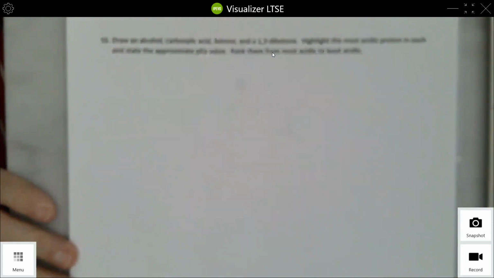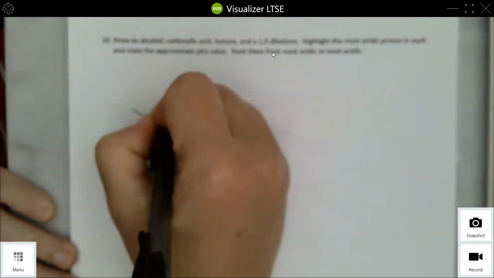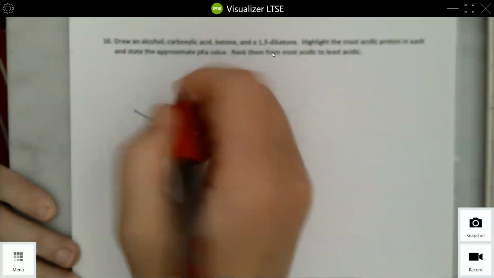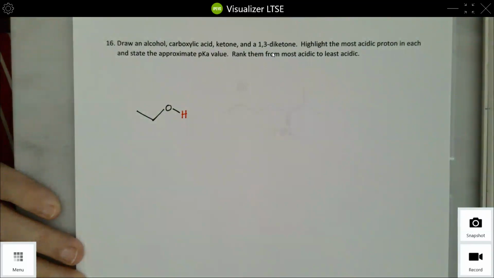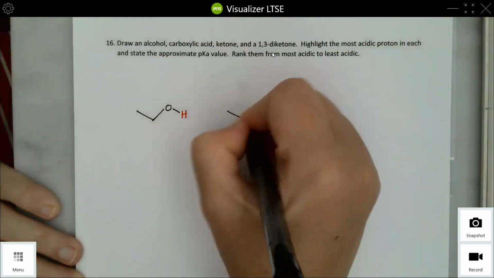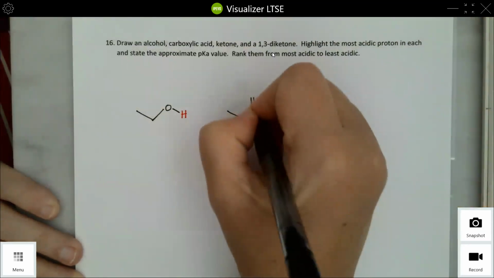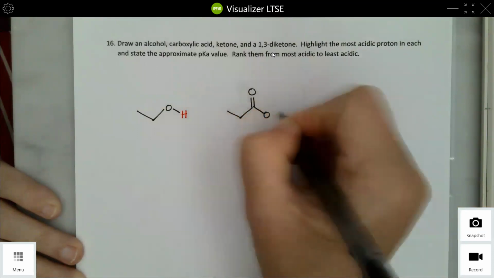Okay, so let's go ahead and draw all of that out. So we're going to draw out an alcohol, and I'm going to go ahead and draw in the most acidic hydrogen in red. So we have a carboxylic acid, I can draw it like this.